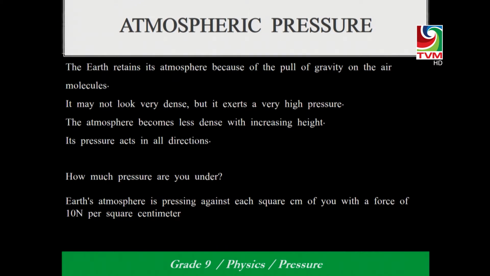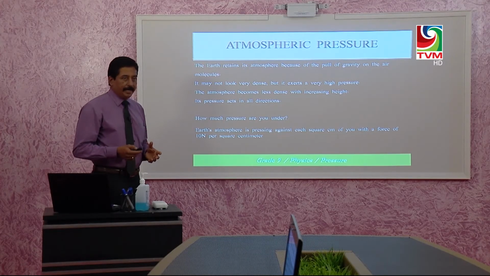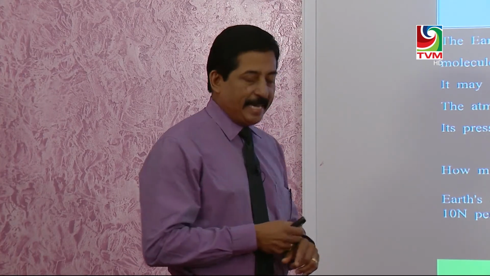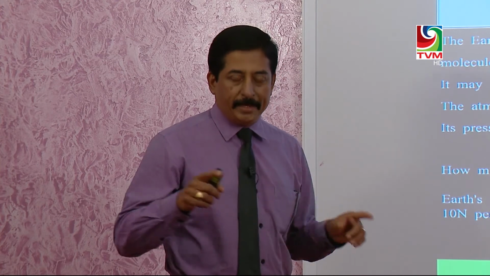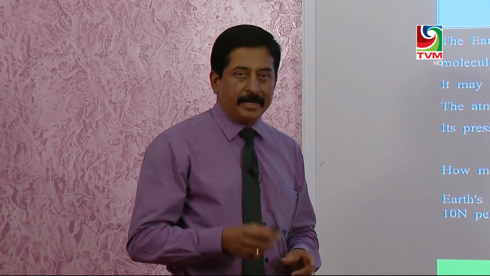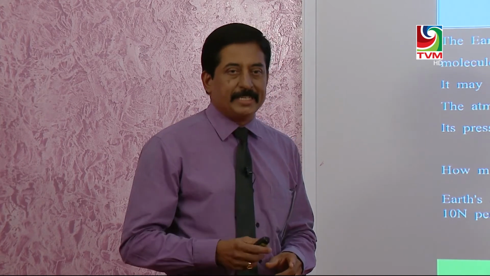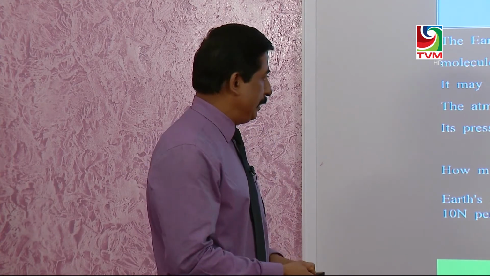How much pressure are you under? Everybody is exposed to atmospheric pressure. On our body, for every square centimeter, a force of 10 Newton is acting. That means if it is a larger area like 1 meter square, a force of 100,000 Newton is acting. That produces a pressure, the atmospheric pressure, which is roughly equal to 100,000 Pascal.